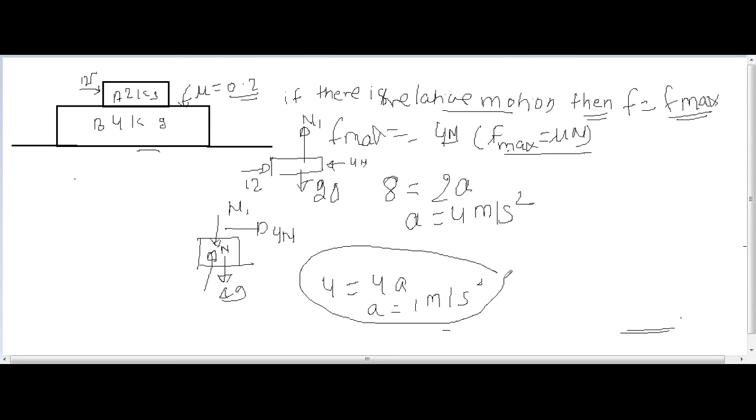So we get the acceleration of block A and block B. The acceleration of block B is equal to 1 meter per second square, and the acceleration of block A is equal to 4 meter per second square. So we have determined it. Now, to illustrate these things, we have to consider, okay, let me erase it.